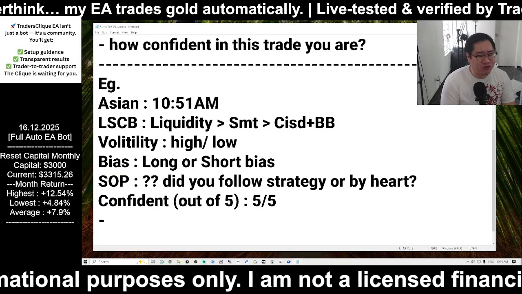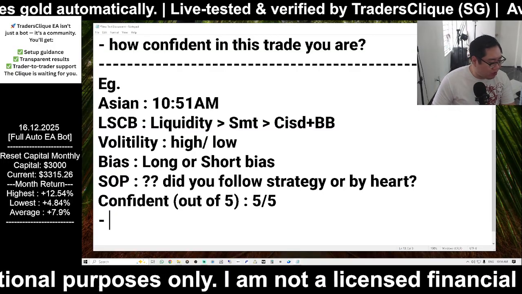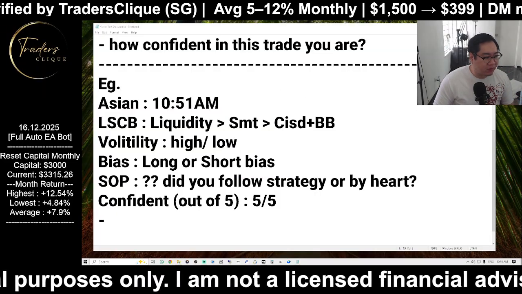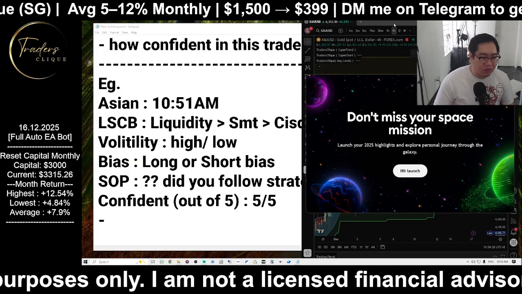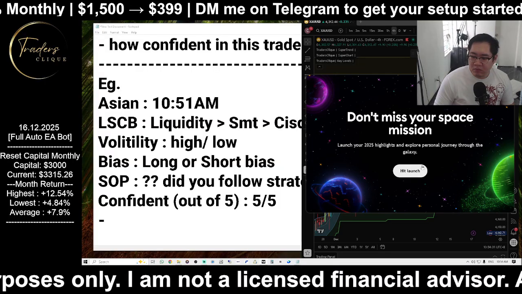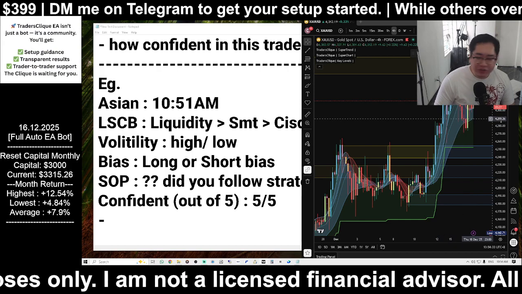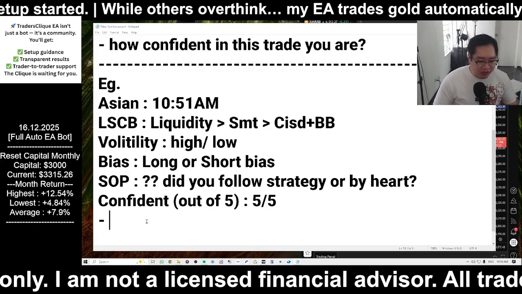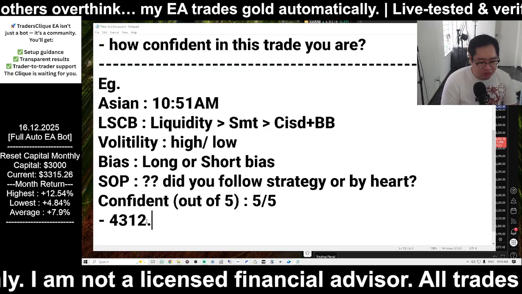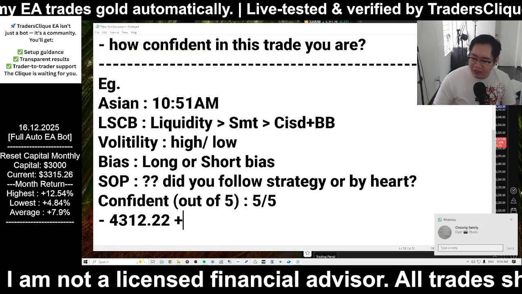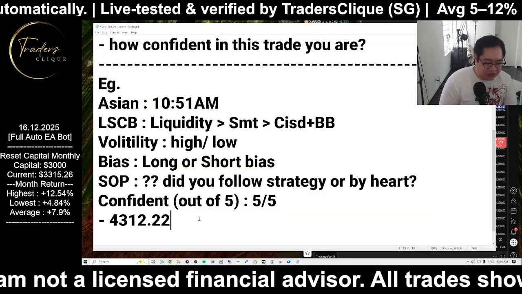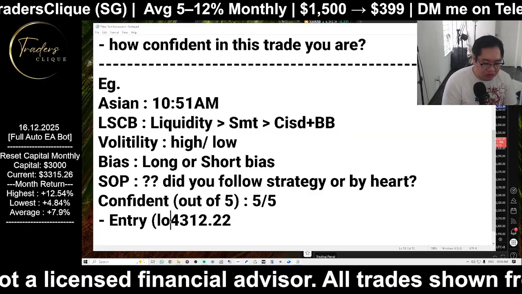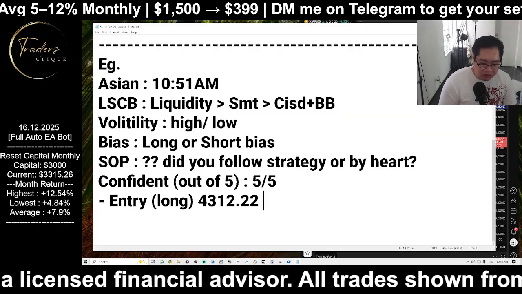For example, let's say currently gold is at 4312.22. Okay, I enter at 4312.22, and this one is my entry. I go long.